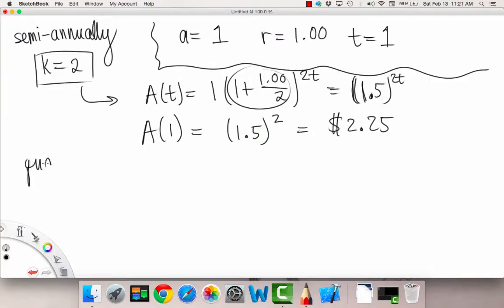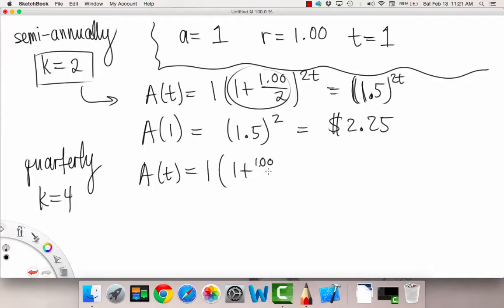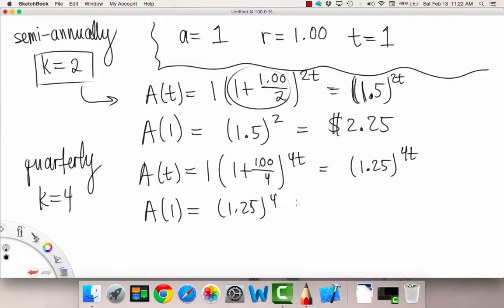So let's keep doing this. We'll just do one more step here. Let's say we try quarterly, just to make sure this trend that we're seeing works. So K equals 4, then that would make our new equation A of T is equal to 1 times 1 plus 1.00 over 4, raised to the 4t power. And 1 over 4 is 0.25, a quarter. So now we have 1.25 raised to the 4t. And when we plug in a 1 here, A of 1 is equal to 1.25 to the 4th power, and that becomes 2.44. So we see an even greater amount at the end as our K keeps increasing.